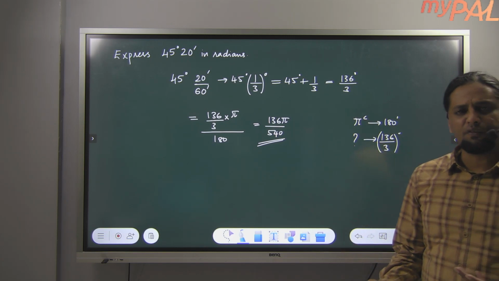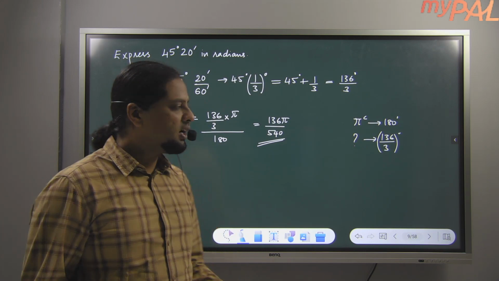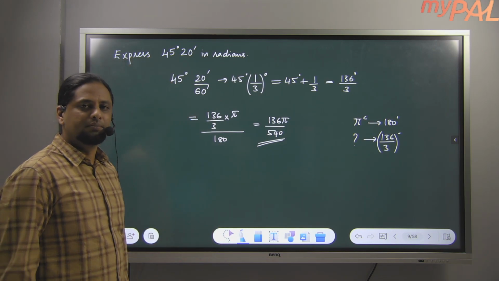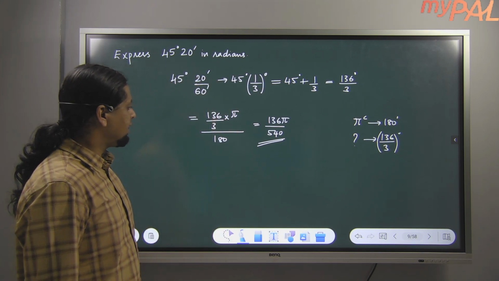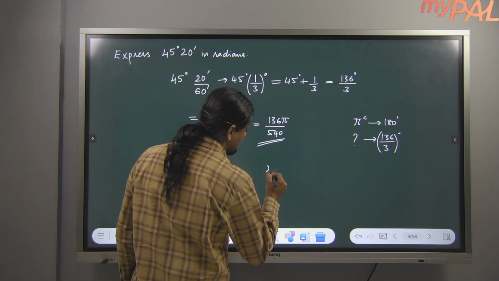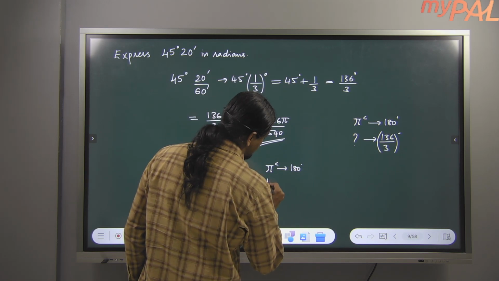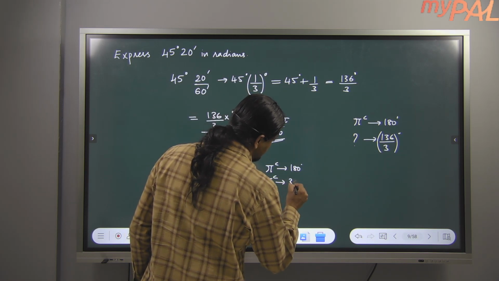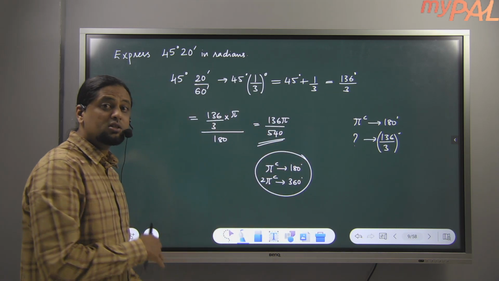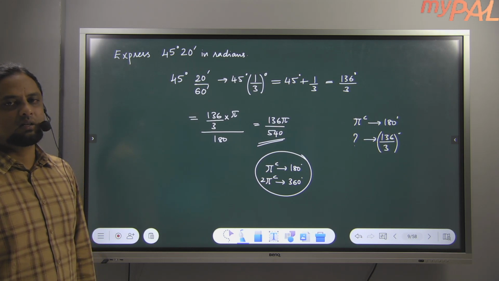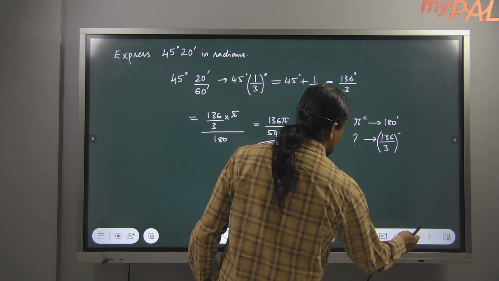So this was about the different types of measuring systems. And more importantly, we use pi radians, we use the radian measure. As discussed, pi radians is nothing but equivalent to 180 degrees. This is what you need to remember. And 2 pi is equal to 360 degrees. If you know this, you can convert any degrees to radians or any radians to degrees using the unitary method. So this is one set of problems that you come across.